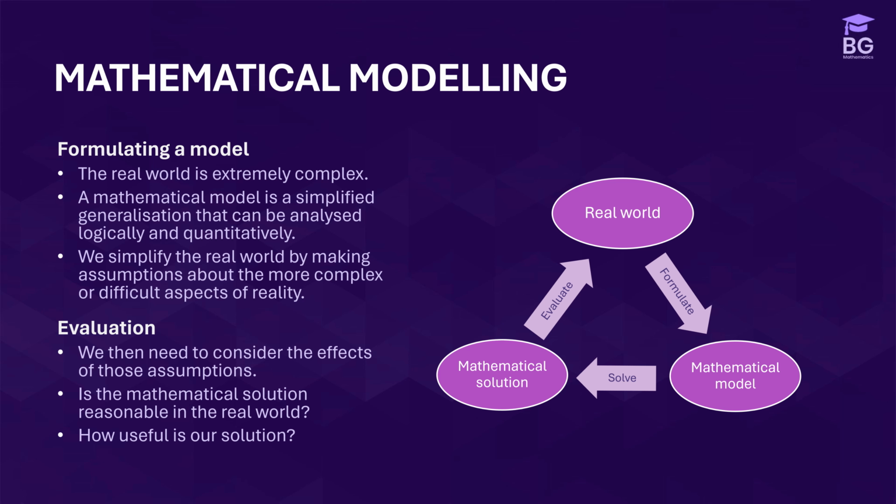In your PSMT, you'll need to combine problem solving with mathematical modelling. You'll need to formulate your own model to solve a problem. To formulate a model, we need to consider that the real world is complex. A mathematical model is a simplified version of reality that we can use, logically, to solve problems or make predictions. We simplify the real world by making assumptions that allow us to focus on the key or easy to understand aspects. After we use our model to solve the problem, we need to consider the effects of those assumptions. Is the mathematical solution that we've come up with reasonable? Is it useful?